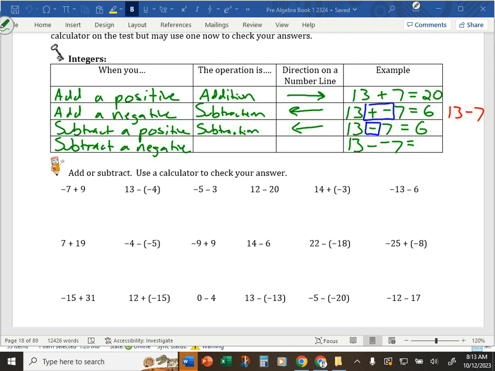Jillian? It ends up being a positive. So it's positive. Okay? So this is actually the same as 13 plus 7. And so the answer is 20. Again, we see this synonym here, right? Subtracting a negative is the same as addition. When you subtract a negative, the operation is really addition, which means you're going to the right. Okay?